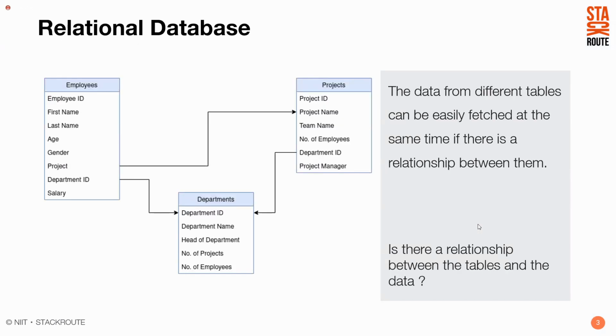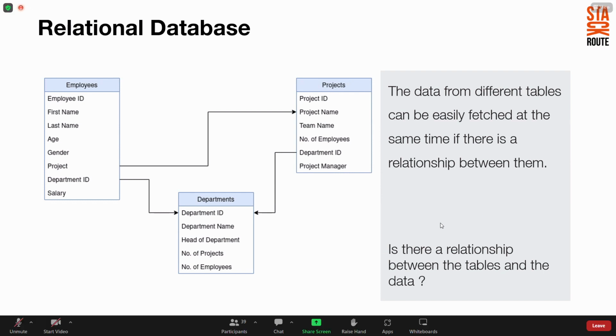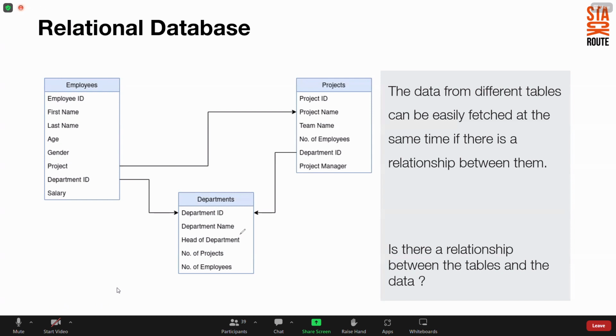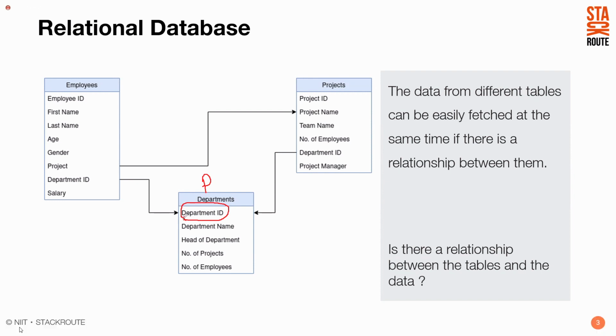The data from different tables can be easily fetched at the same time if there is a relation between them. Do we have a relation between the employee table, department table, and project table? Yes, department ID. What relation? Foreign key. The department table is a parent table, which has department ID. So department ID is a primary key of the department table, which is a foreign key in the employee table.